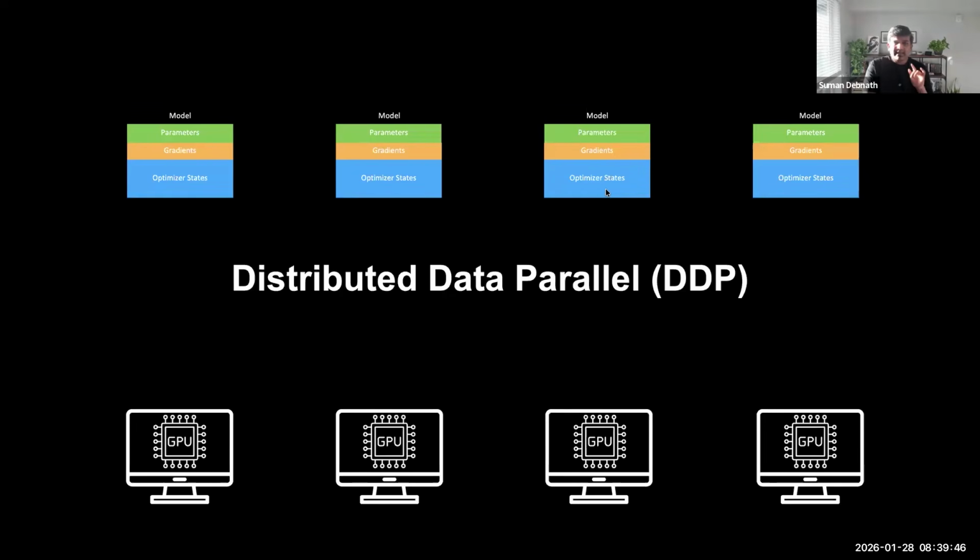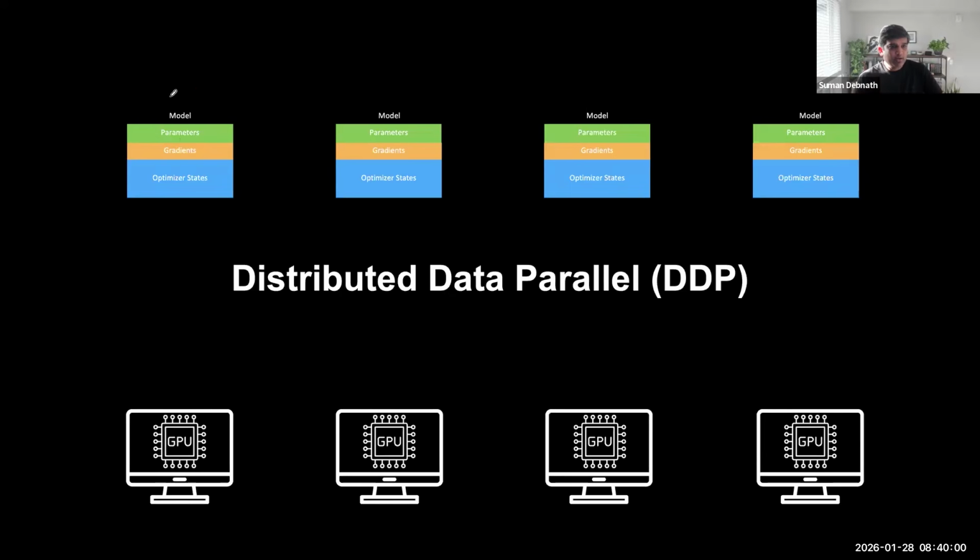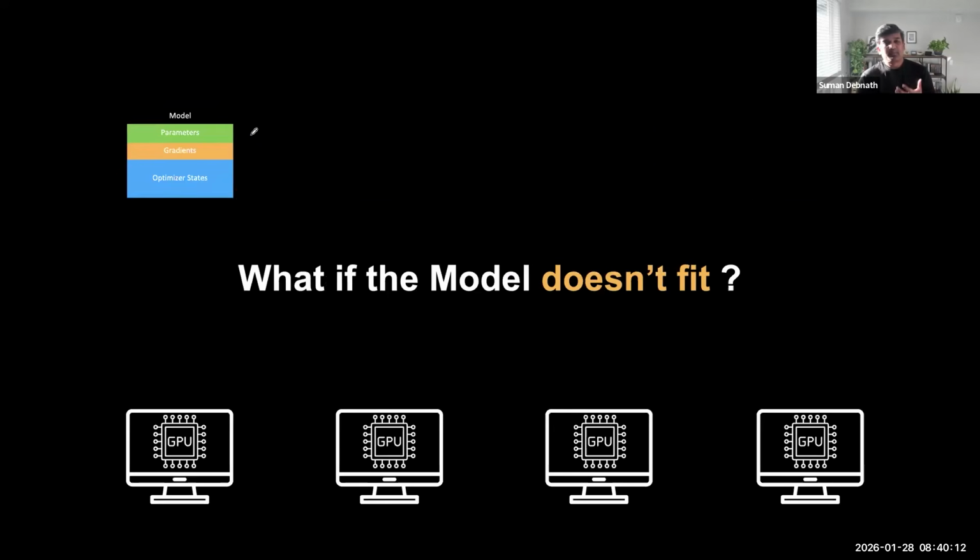Now, the assumption that we made here is that the model can be accommodated within one GPU. If you see here, the whole model is inside one GPU. There is no sharding here. So we assume that we have enough GPU memory to accommodate that. But what if the model doesn't fit? In that case, what can we do? That means the model is so big that we cannot have it in one GPU.